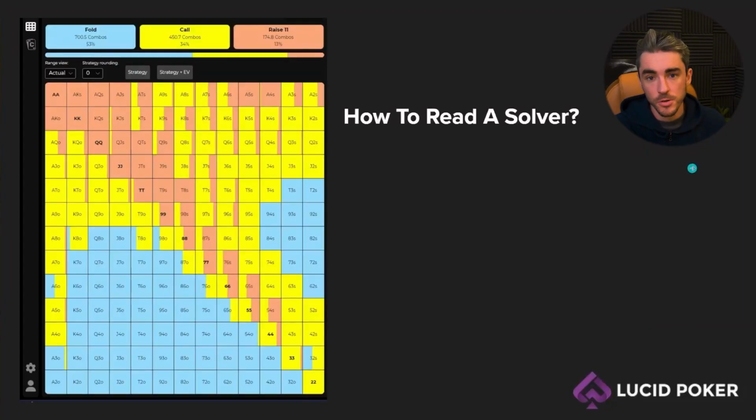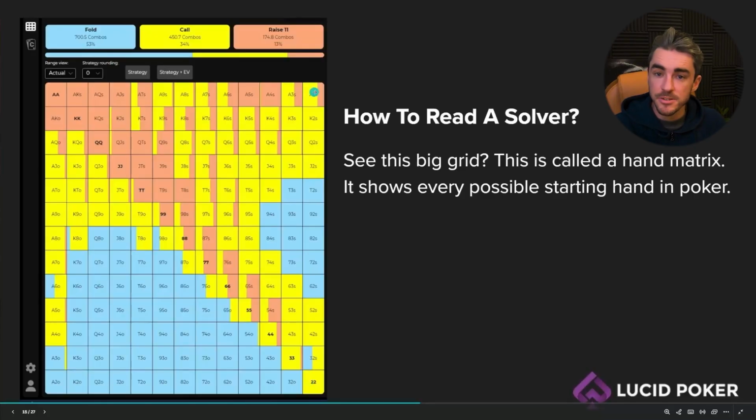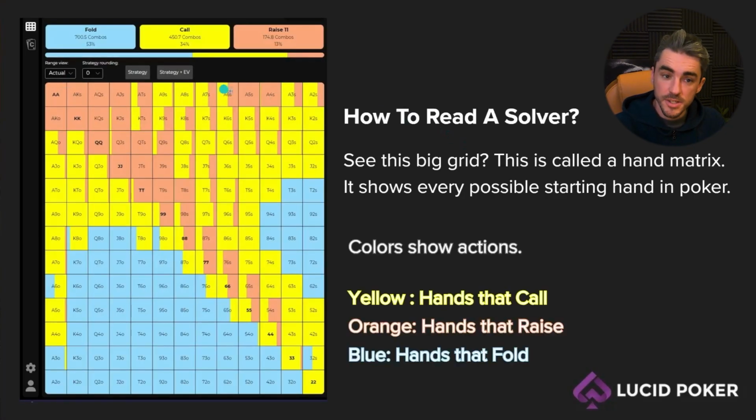If you've never looked at a poker solver before, the image on the left can be pretty overwhelming, but it's what we call a hand matrix. It shows every possible starting hand in poker, with pocket aces being at the top, pocket twos being at the bottom right, ace two suited at the top right, and ace two off at the bottom left. On the top, we have an ace-x. The various colors display the actions that equilibrium strategies take. So for example, in this case, we have the blue is folding, the yellow is calling, and the orange is raising.